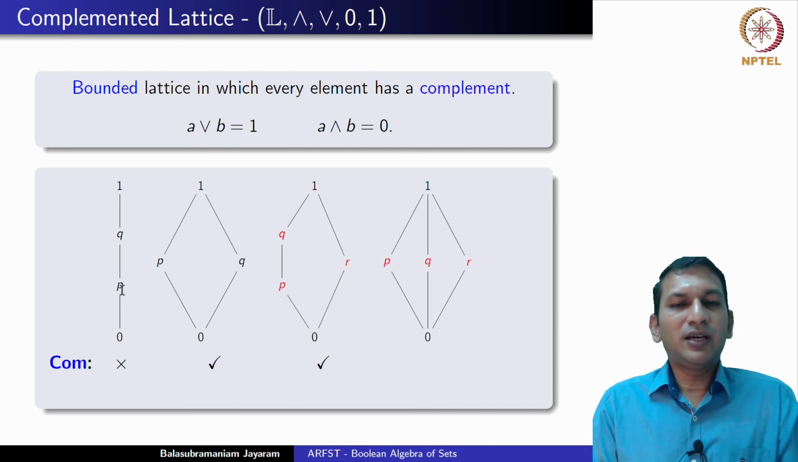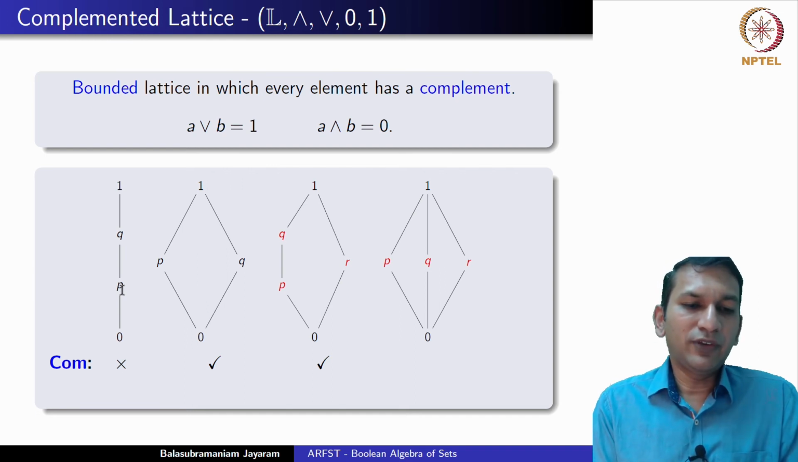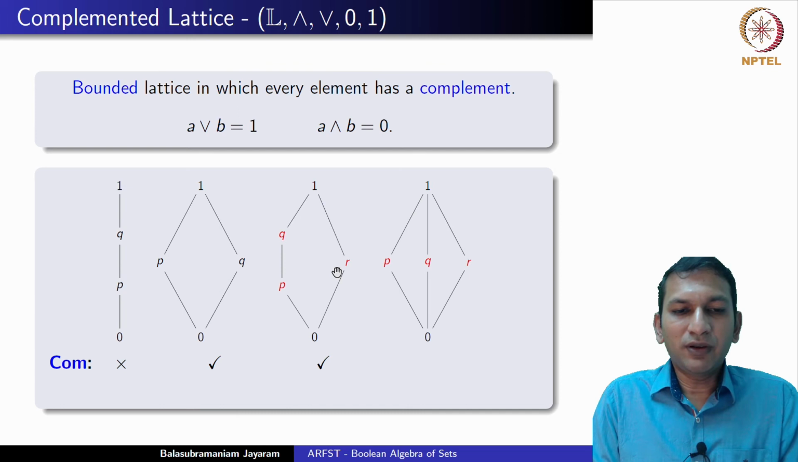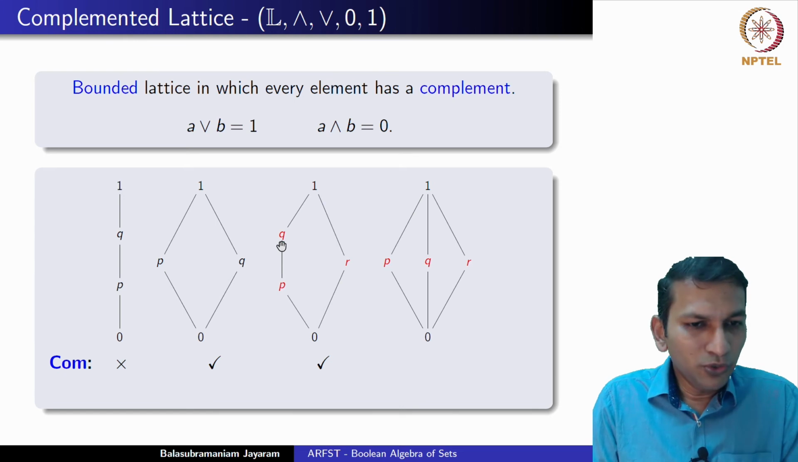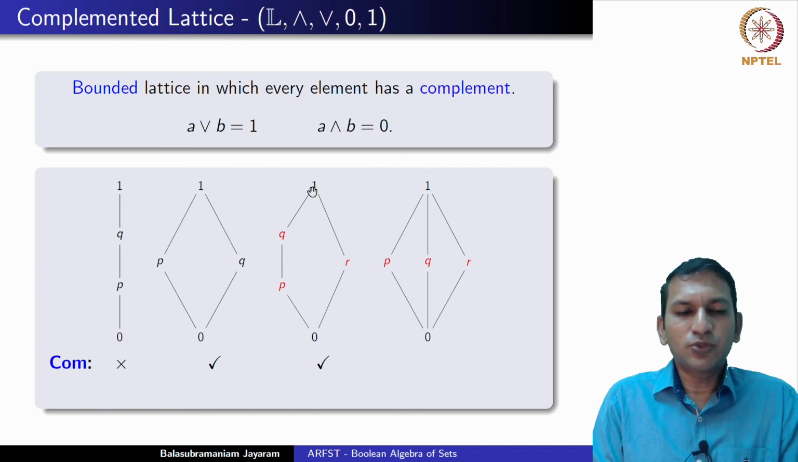Now we want another element with respect to which, if you take the infimum, it should be 0, and if you take the supremum, it should be 1. We see that for P, we have R to be such an element. So P meet R is 0, P join R is 1. So P is a complement for R. That means R also has a complement, which is P. What about Q? Does it have a complement? Look at the same R. Q meet R is 0 and Q join R is 1. That means Q has a complement, which is R.